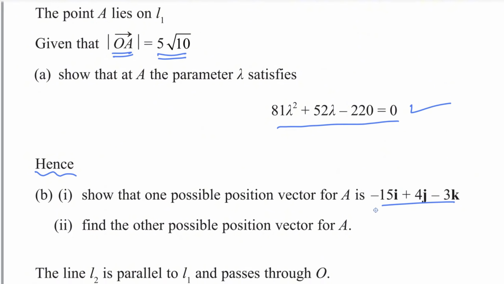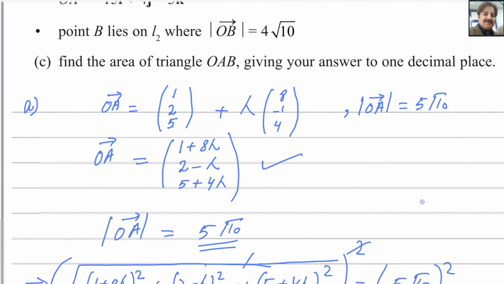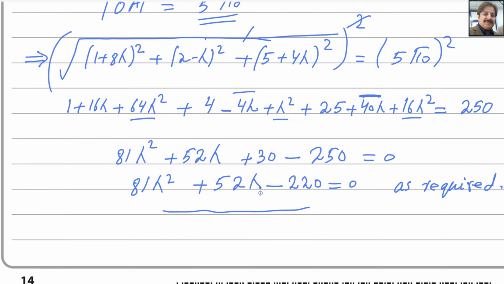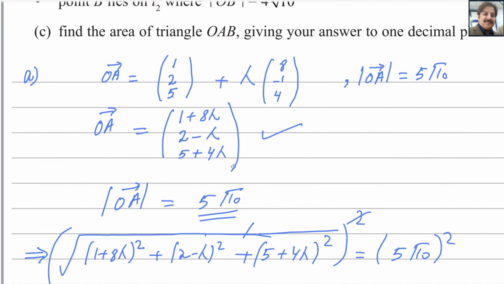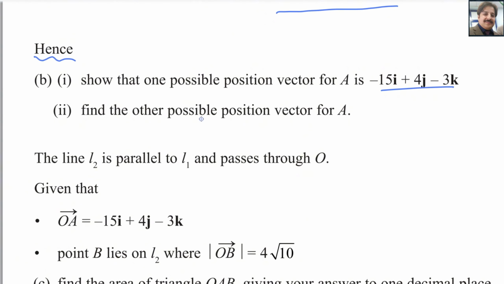One vector you will find is this one, and the other, because from this equation we will get two answers for lambda. If you put one answer of lambda in this vector, you will get the result. And in the next part, find the other possible position vector. So you could find the other possible position vector for A as well.